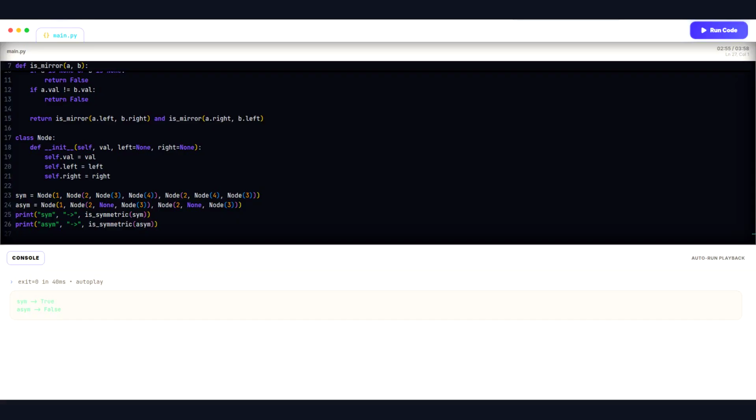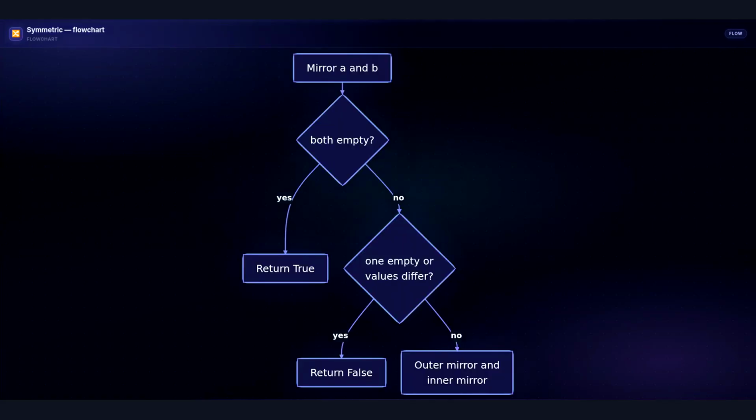There we go. The first tree folds perfectly down the middle, so it is symmetric, and we get true. The second has a child hanging on the same side in both halves, so it does not mirror, and we get false. The mirror check goes like this. If both nodes are empty, return true. If only one is empty or the values differ, return false. Otherwise, check the outer pair and the inner pair, crossing left against right, and both must mirror.